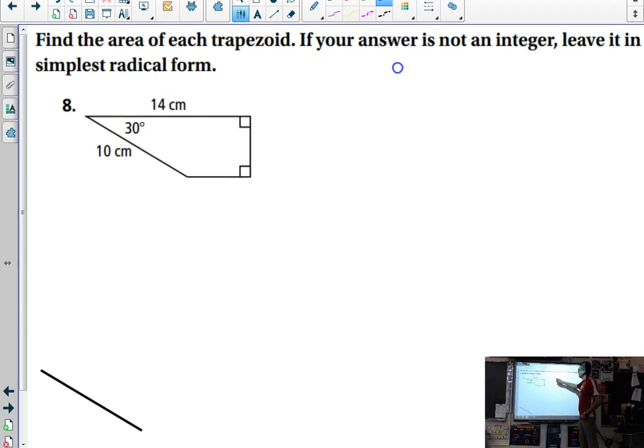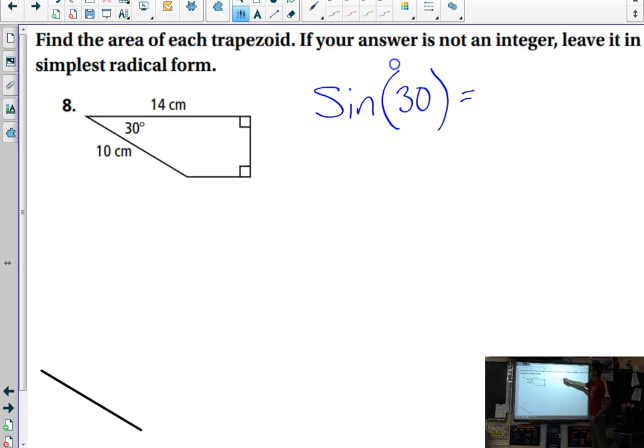Do you want to explain why? So tell me which trig function you used again. I used sine, yeah. So sine. I did sine times 30, which I think is 0.5. And what is that going to be equal to? That's going to be, well, times 10 is equal to the height.